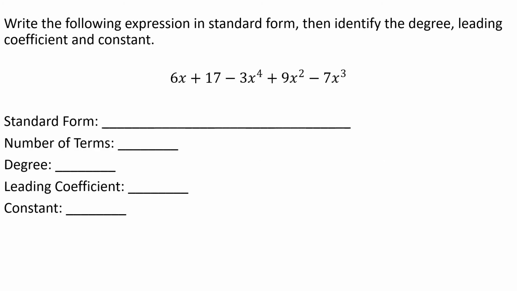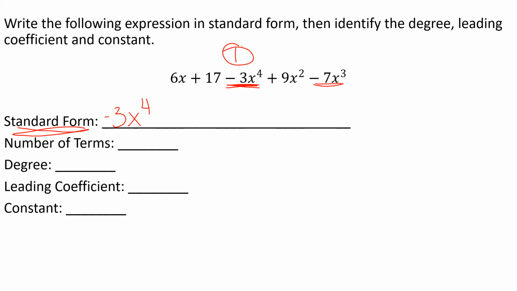Let's take a look at one more example. Here we have 6x plus 17 minus 3x to the 4th power plus 9x squared minus 7x cubed. The first thing we want to do is write this expression in standard form. Remember, standard form is where you put the highest exponent first. So first, I need to start with the x to the 4th power. So that is a minus 3x to the 4th power. So I'm going to write negative 3x to the 4th power.